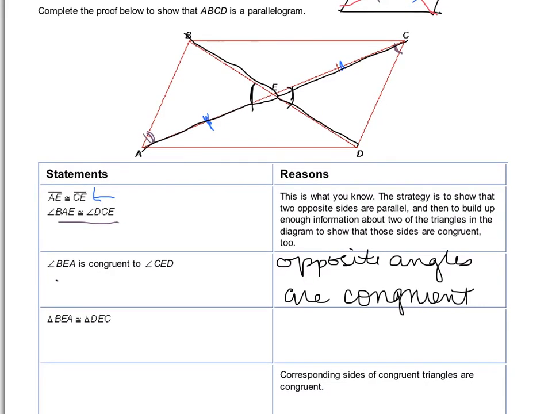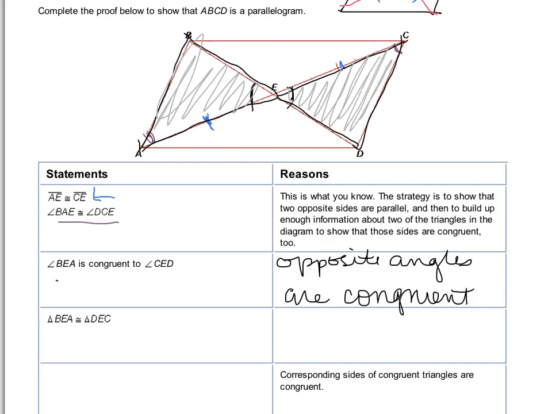So now they're moving on to say that triangle BEA, well, that's this entire side over here, all of this, is congruent to triangle CED, which is this triangle over here. Well, think about what you've been given. You know that this angle and this angle are congruent. You know that this side and this side are congruent. And the last thing you're told is that this angle and this angle are also congruent.